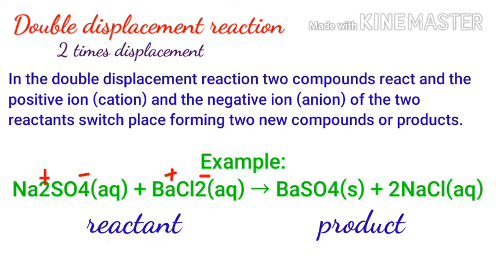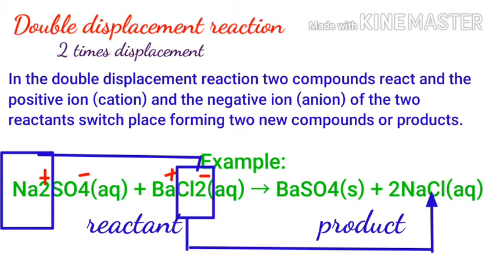The cation part will get displaced with the anion part. The cation part of Na2SO4 is Na2 and SO4 is the anion part, plus Ba is the cation part and Cl2 is the anion part. So the cation and anion part will be displaced in the product portion and it will form BaSO4 plus 2 NaCl. This is the balanced chemical reaction that is taking place in a double displacement reaction.